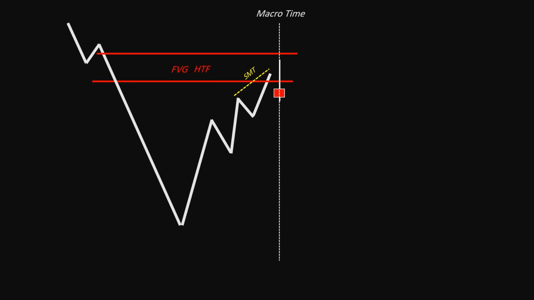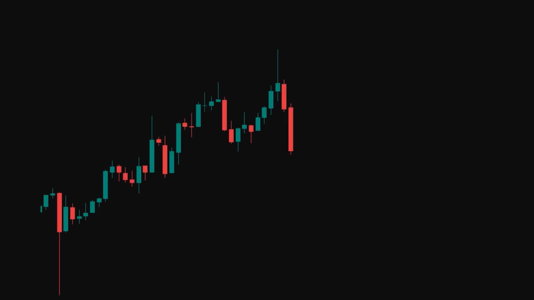For example, a rejection block that forms at 9:25 a.m. or 9:30 a.m. New York time is very important and valid for us. After these 3 confirmations, we are allowed to enter the trade with a stop a few pips above the rejection block. You can also use a standard deviation of 2 to 2.5 for the target. Alright, let's jump on the chart and walk through an example together.